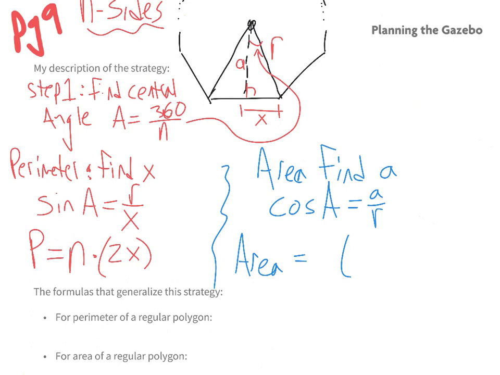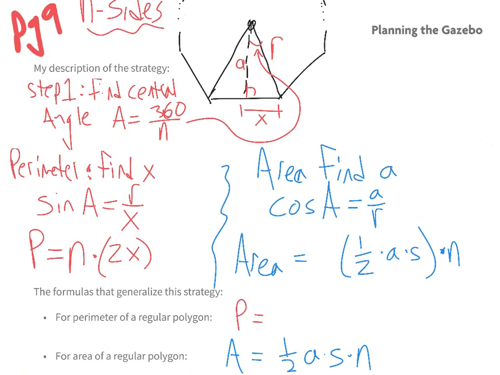So we have the triangle, which is 1/2 times the altitude times the side length, because you're going to have to find the side length, and then we're going to multiply that times the number of sides. Okay, so here's our equation for area. It turns out to be 1/2 the altitude, or the apothem, times the side length times the number of sides. And the perimeter is the number of sides times the side length, so S times N.